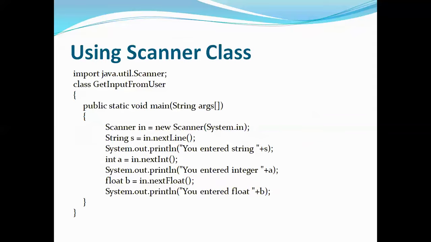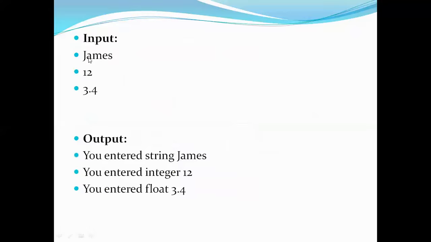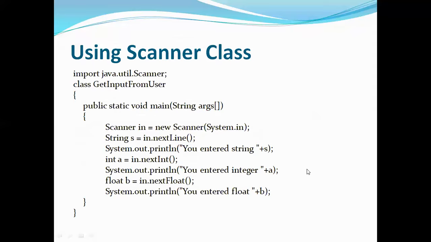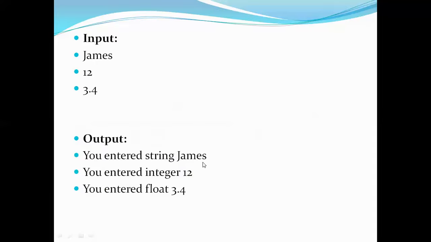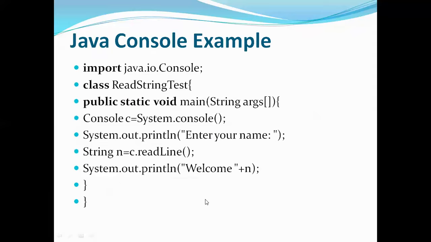Now if you observe, we have asked for nextLine, meaning characters, that is a string, then next integer and float. So for string I wrote James, then an integer and a float. On the screen I was just entering this, and after that your output will be like this. You entered string James, you entered integer 12, you entered float 3.4, likewise.